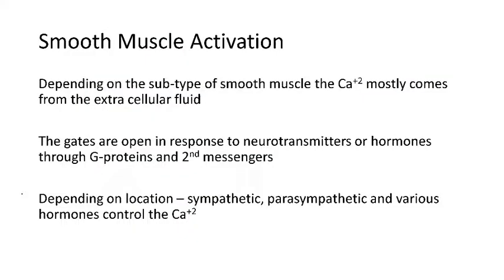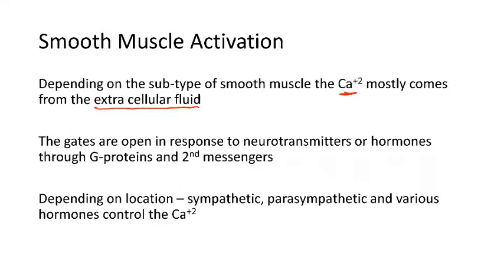And the other thing that's very different about smooth muscle is smooth muscle doesn't have troponin or tropomyosin. So instead, we have to think about how smooth muscle is different. Now, there are different subtypes, but the key here is that calcium comes from the extracellular fluid. Smooth muscle actually has very little sarcoplasmic reticulum. It has some, but it has very little. So most of the calcium is coming from the extracellular fluid. And these calcium channels are open in response to hormones and neurotransmitters that work through the G proteins. We don't get a ligand-gated channel.